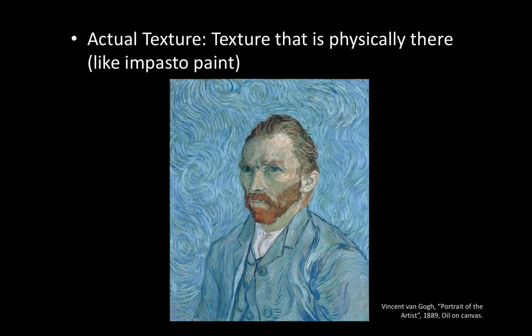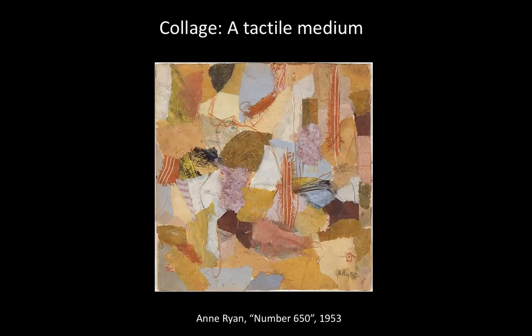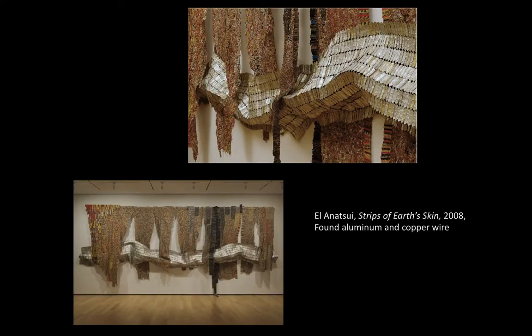Actual texture is texture that is actually there. Impasto paint is a type of actual texture where you look really close at the painting and you see the paint lifted off of the surface. Collage is another way to create actual texture, because if you put your hand over that collage, you would feel all the different textures. Here's one more example of actual texture.